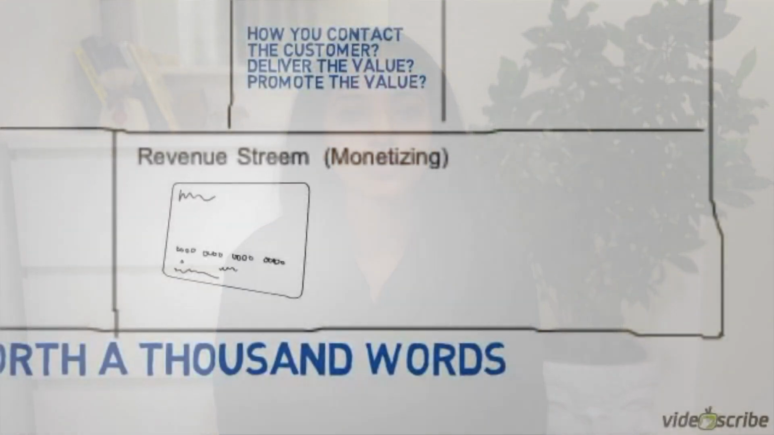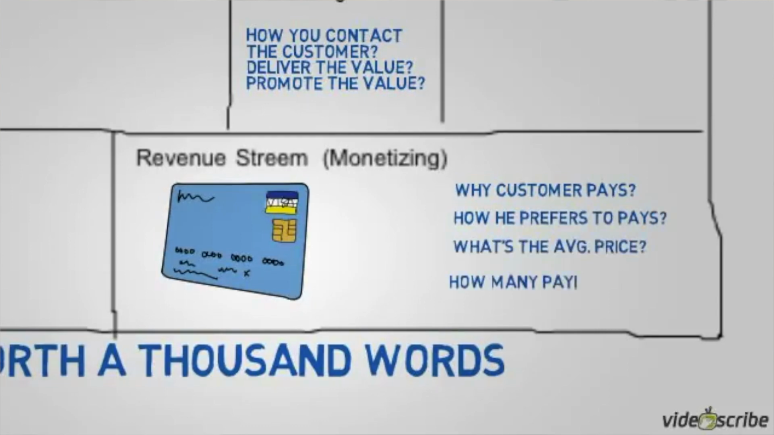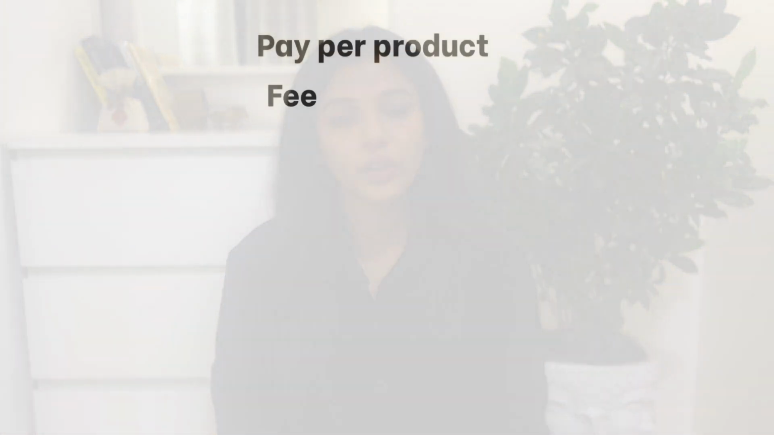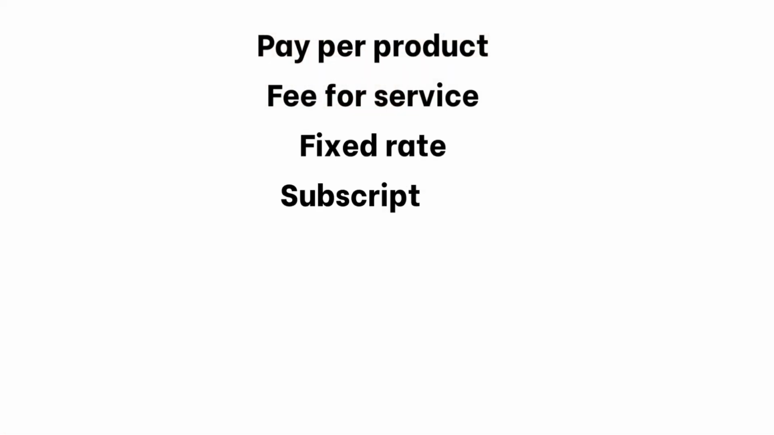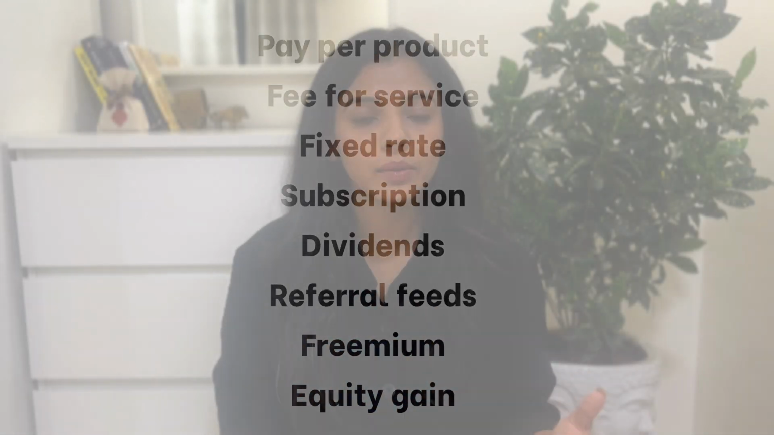Next is to evaluate your value stream. You have to have a pricing strategy and identify how much your customers are actually willing to pay for the service or the product that you're offering. What is the value that they see in it? There are many revenue models that you can work with. It could be free for service, a fixed rate, pay per product, or a subscription model. So you have to identify how many streams and how many ways your business can generate revenue.